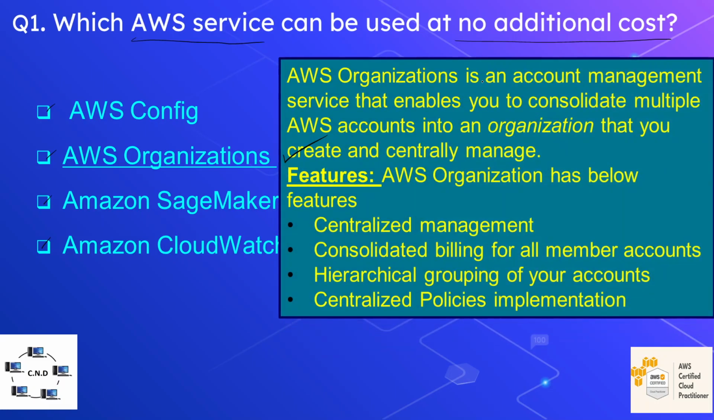So what is AWS Organizations? AWS Organizations is an account management service that enables you to consolidate multiple AWS accounts into an organization that you create and centrally manage. And these are the features of AWS Organizations. It provides centralized management and helps consolidate billing for all the member accounts, and it gives you hierarchical grouping of all your accounts as well as implementing centralized policies.